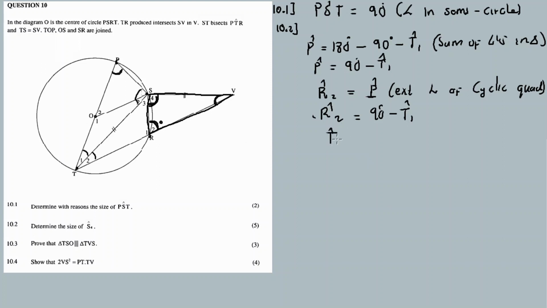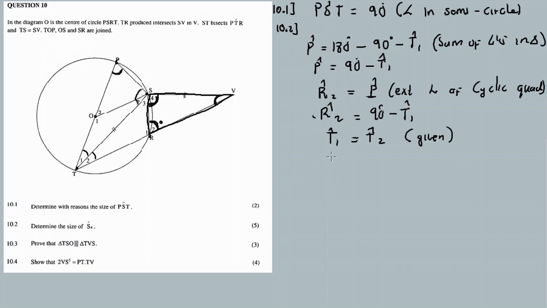Angle T1 equals angle T2. Why? Because ST is a bisector. They told us this already. Even if you say it is given, there is no problem. ST is a bisector, meaning that this is equal to that. This is given, right? So T1 is equal to T2.